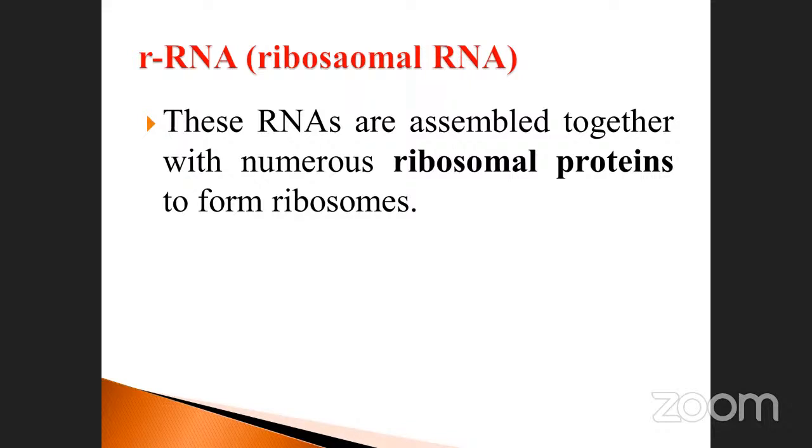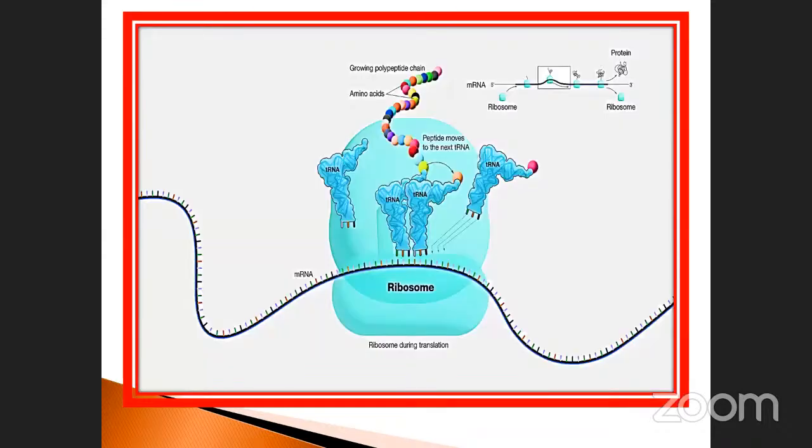Ribosomal RNA is also one of the RNA molecules. They are all assembled together with numerous ribosomal proteins to form ribosomes. This is the ribosome structure. Two subunits are there: one is a large subunit, and this one is considered a small subunit. They may differ depending on whether it is eukaryote or prokaryote.